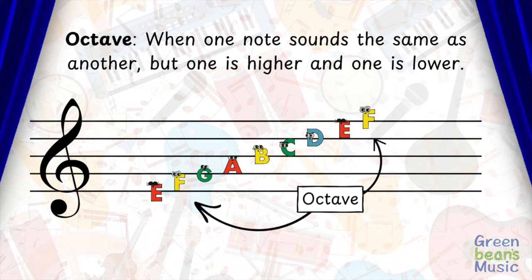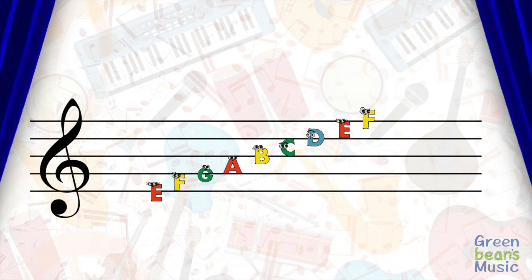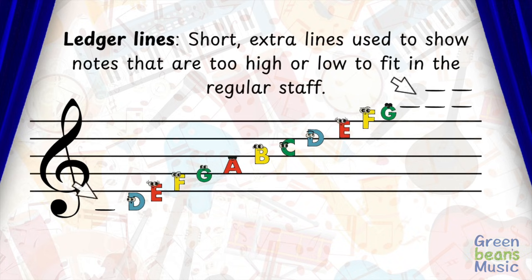There's an octave between the low F and the high F, as well as the low E and the high E. Now, if we needed to, we could add notes directly below or above our staff. But if we wanted to add more, we'd need to utilize what's called ledger lines. Ledger lines are short, extra lines used to show notes that are too high or low to fit in the regular staff. Below the staff, we've added a C and D, and above the staff, we've added G, A, B, and C.